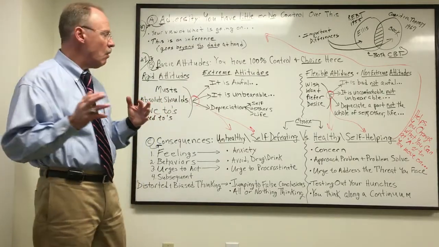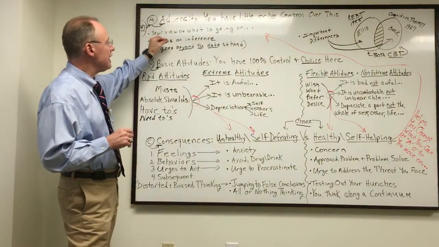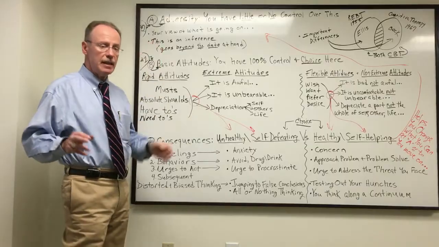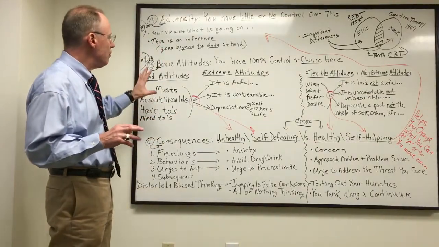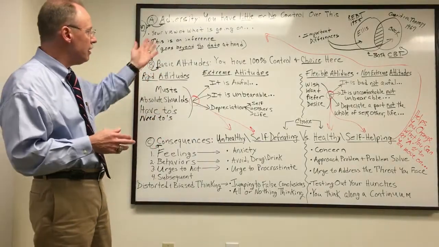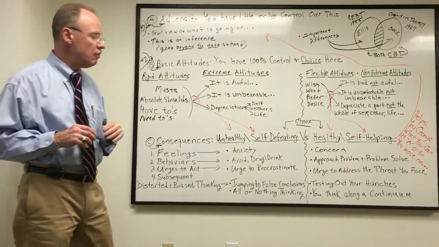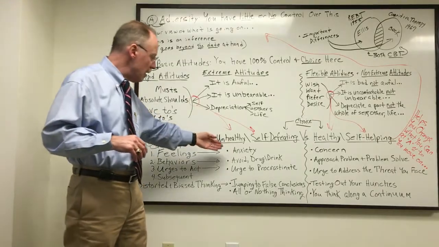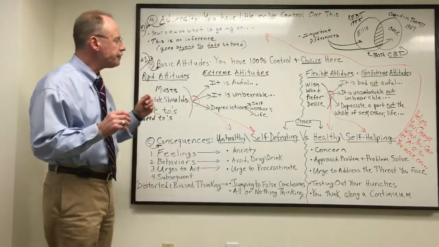So in REBT, what we try to show you is that rather than seeing the adversity, the threat to your relationship, the possibility of it ending, as the sole cause of your anxiety, you have basic attitudes that you bring to the situation, bring to the adversity, and these attitudes largely influence whether you feel unhealthy negative feelings of anxiety or healthy negative feelings of concern.